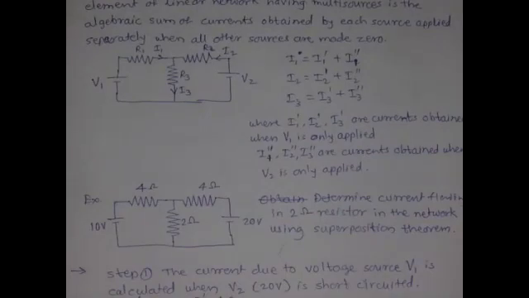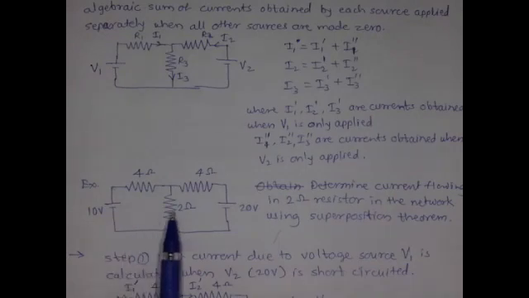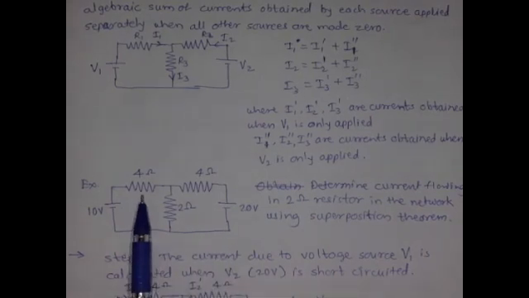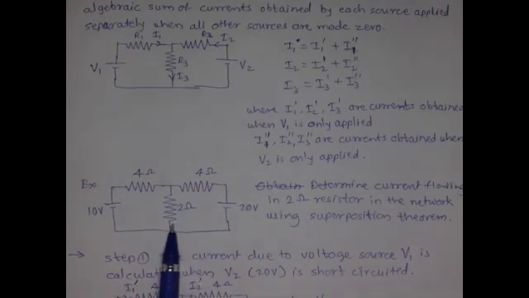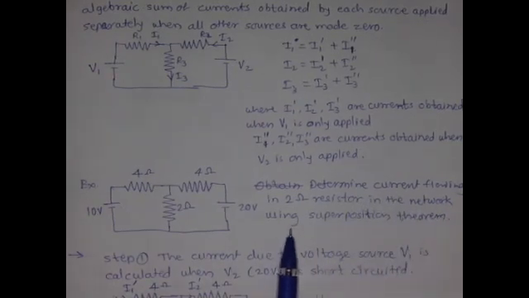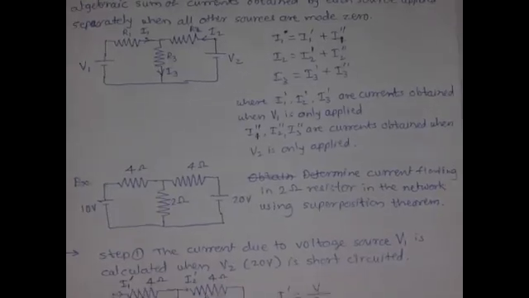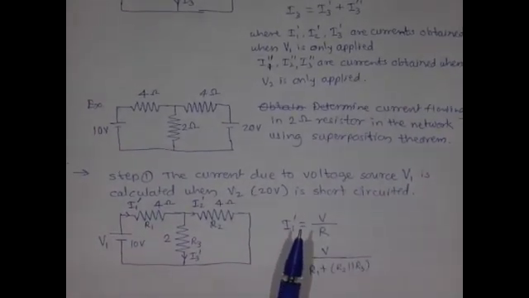Now the example that I have already drawn has two sources. One is a 10 volt source, another is a 20 volt source, and it consists of three resistors: R1 is 4 ohm, R2 is also 4 ohm, and R3 is 2 ohm. Now what we have to find out: determine the current flowing through the 2 ohm resistor in the network using the superposition theorem.